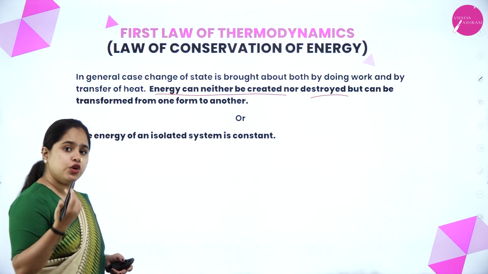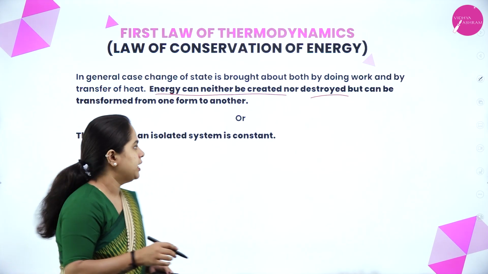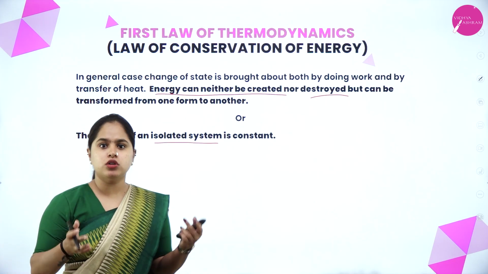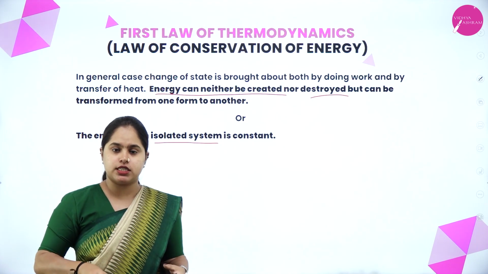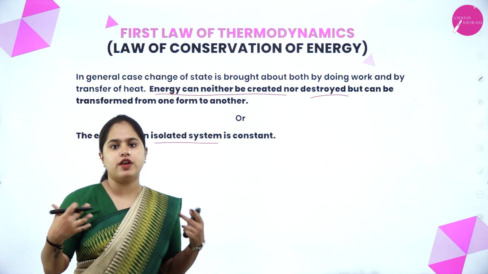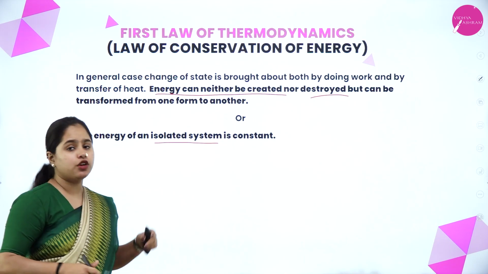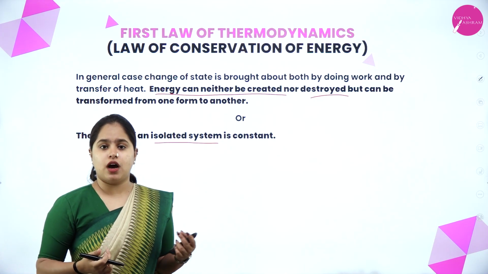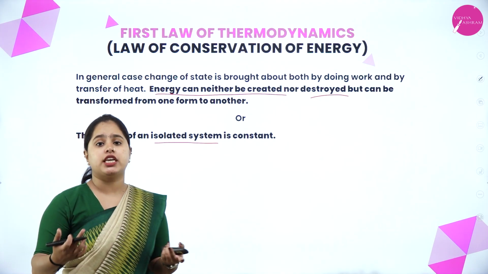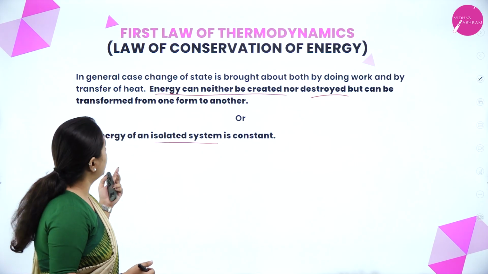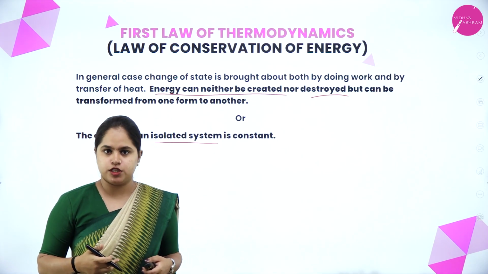Right. So also you can define it in this way. The energy of an isolated system will be constant. It is an isolated system. That means no change in heat or work or any changes is happening there. So can I say the energy of that system will be constant? Right. There is no transfer of any energies taking place because the system is isolated. So in that case, the energy of the isolated system will be constant. So both of these are the definitions for the first law of thermodynamics. Energy can neither be created nor be destroyed, but can be transformed from one form to another. So now let's see how you can mathematically represent the first law of thermodynamics.